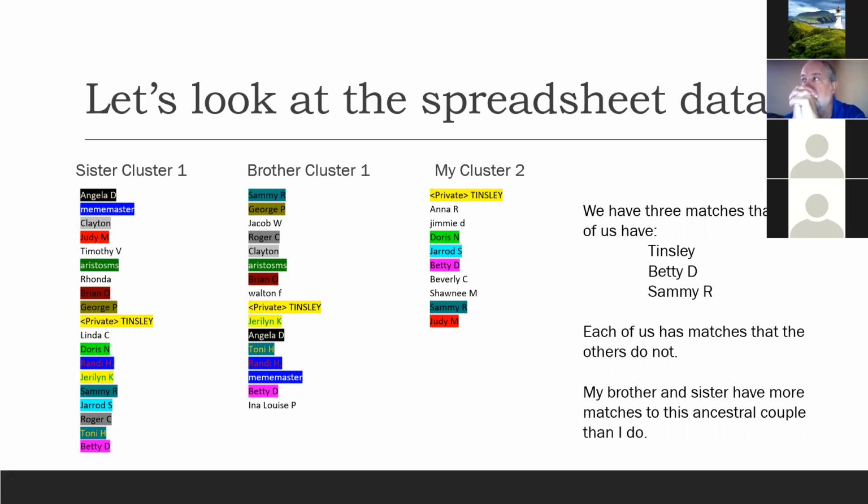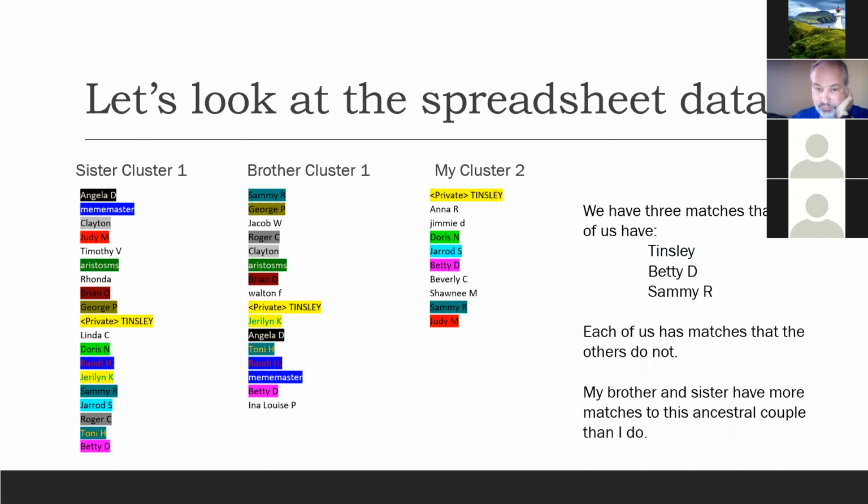So undoubtedly, all of these people in the list, even Jacob W. in my brother's cluster, is related to me through the same ancestral couple. I just didn't happen to get any DNA from him, and neither did my sister get any DNA in common with him. So that's something to keep in mind, that this whole large group of people all go back to presumably the same couple. My brother and sister have more matches to this ancestral couple than I do.